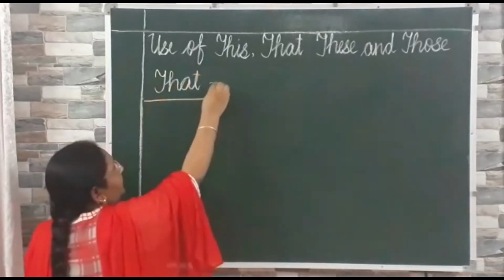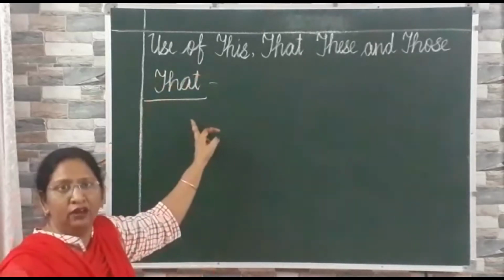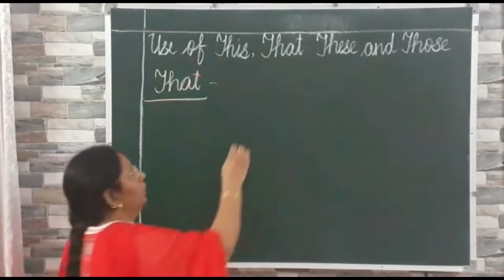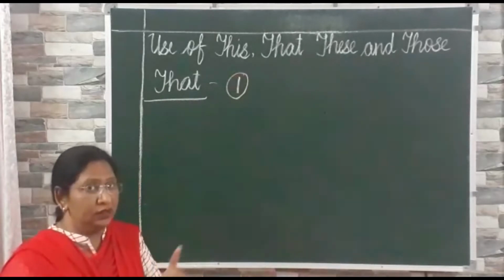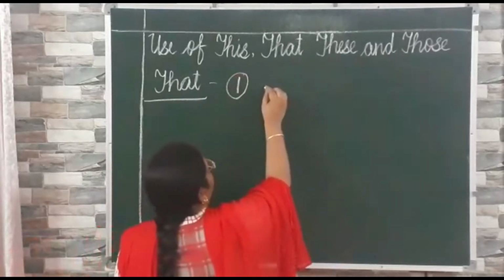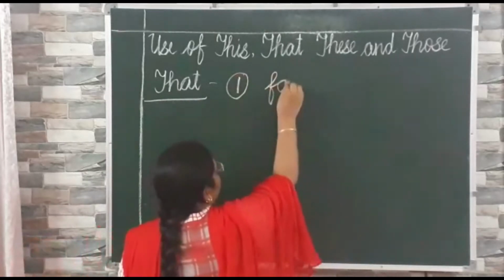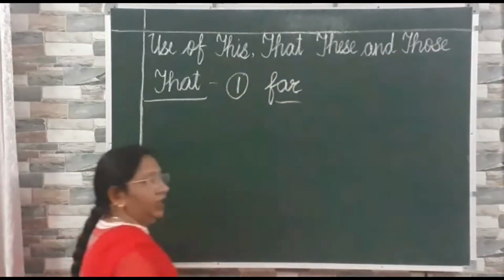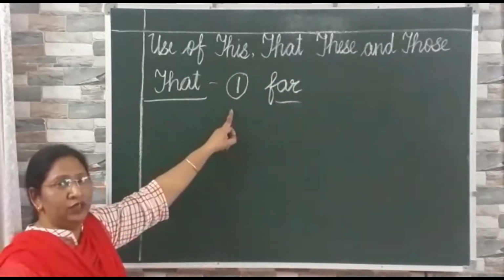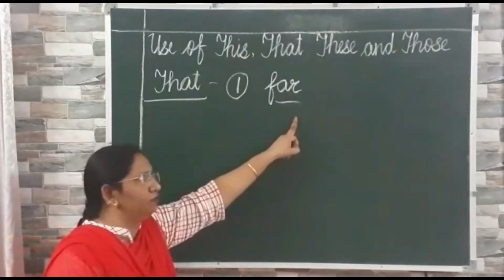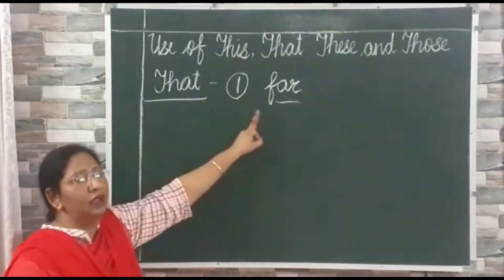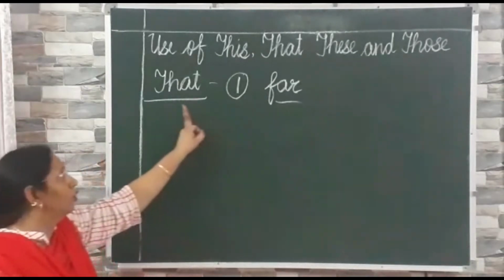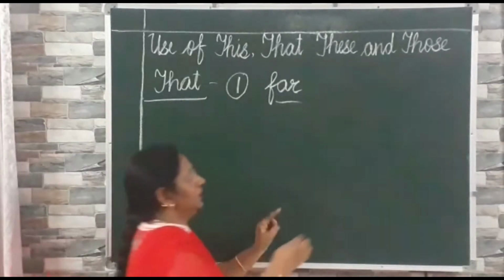Now let's take that. Children, we use that for a noun which is one in counting, but it should be far from us. Okay? One in counting but far from us. If the noun is one in counting and far from us, what do we use? That. See the example.